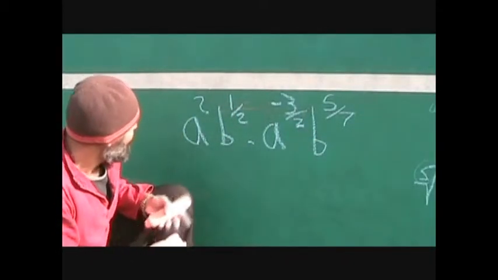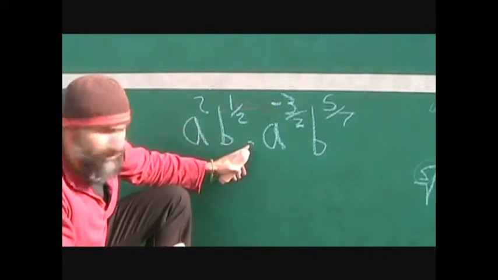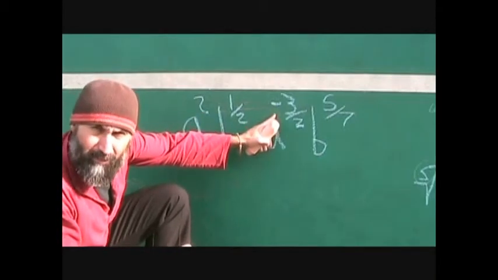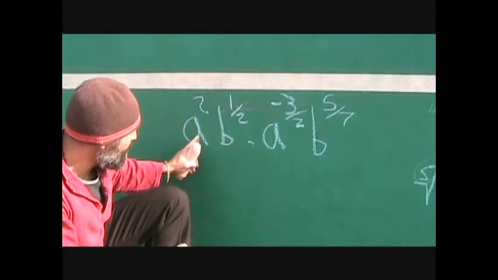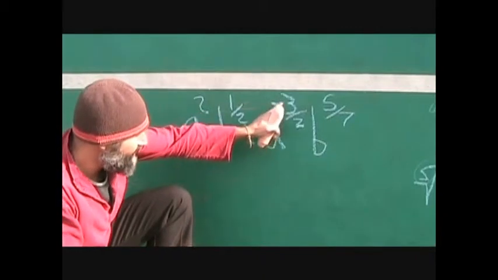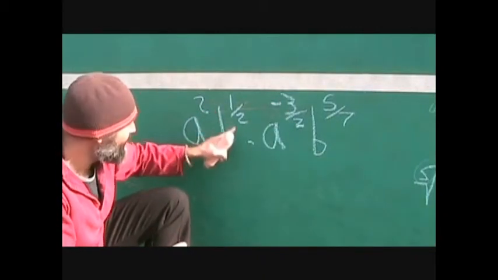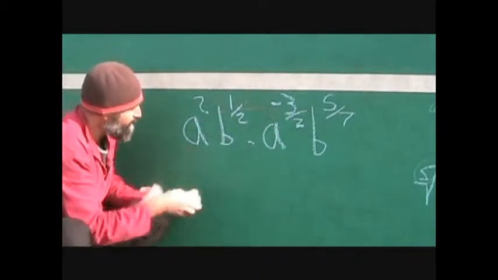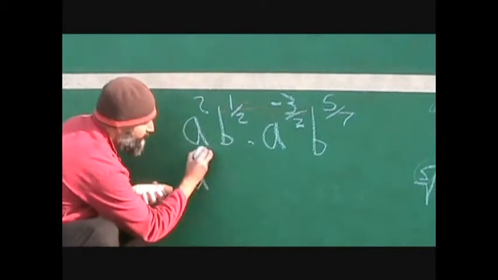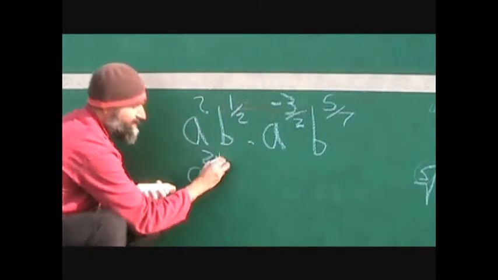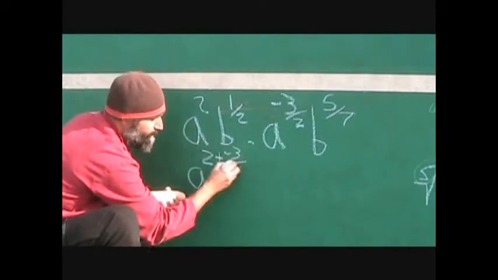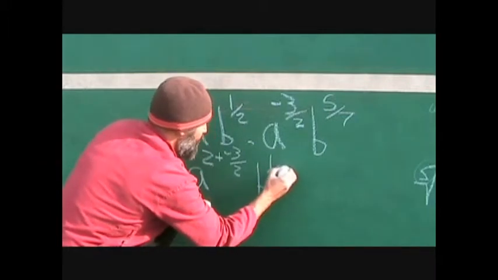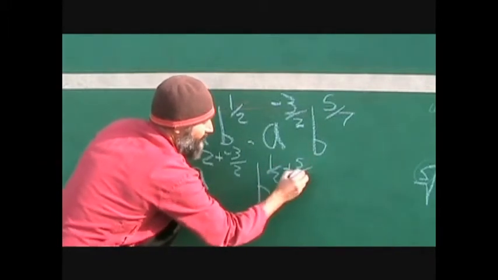Sure. The way this works is, this is just multiplication. So anything that has the same base, you can combine their exponents. So this is multiplication, so it becomes a to the power of 2 plus negative 3 over 2, and for the b, you're just adding those because it's still multiplication, right? So b to the power of a half plus 5 over 7.